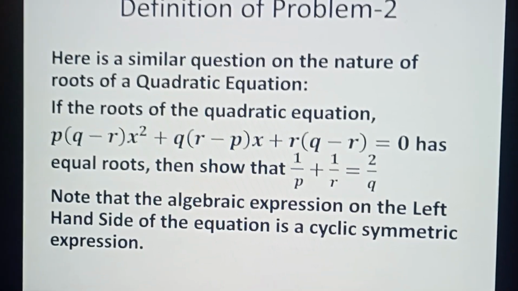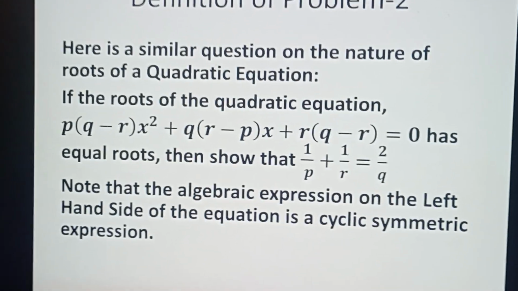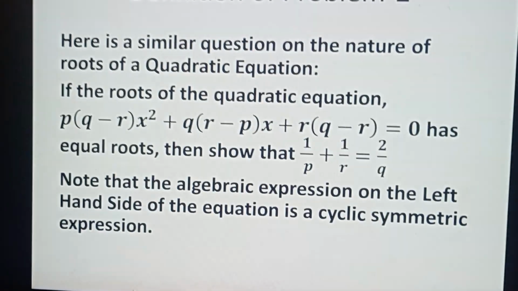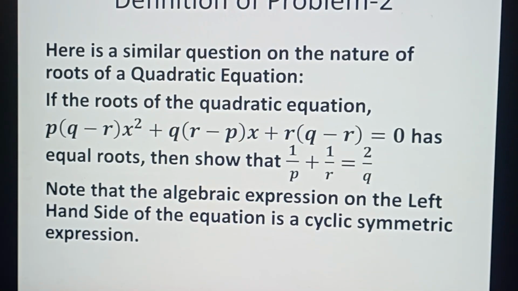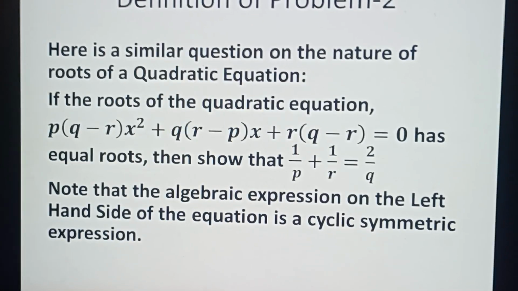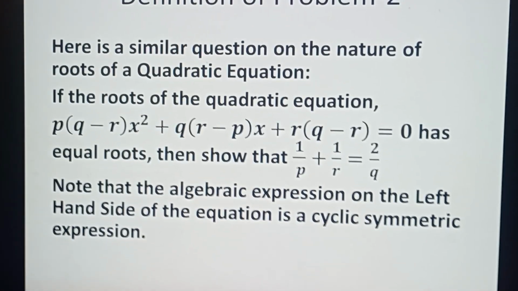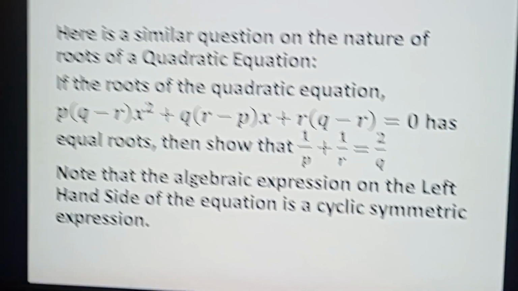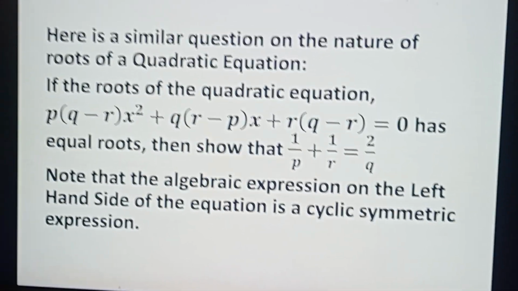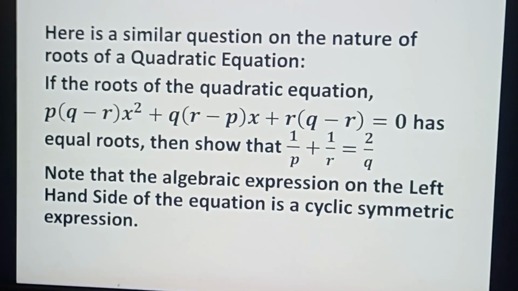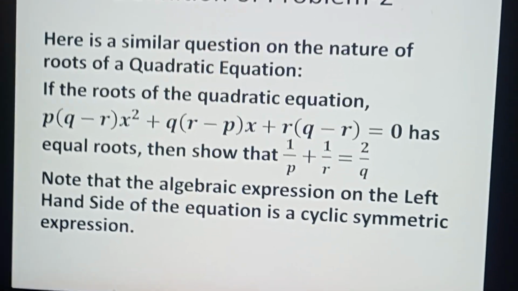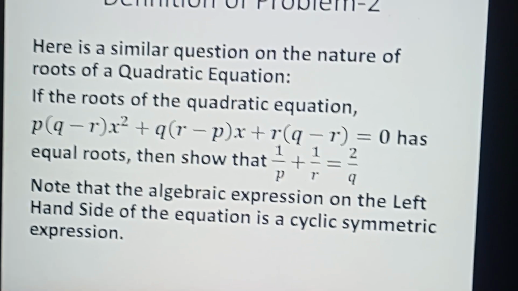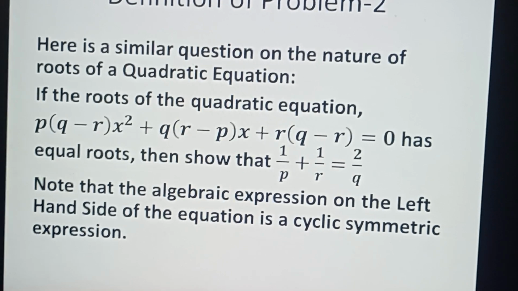Here is a similar question on the nature of roots again, the same concept. If the roots of the quadratic equation p(q minus r) x squared plus q(r minus p) x plus r(q minus r) is equal to 0 has equal roots, then show that 1 by p plus 1 by r is equal to 2 by q.